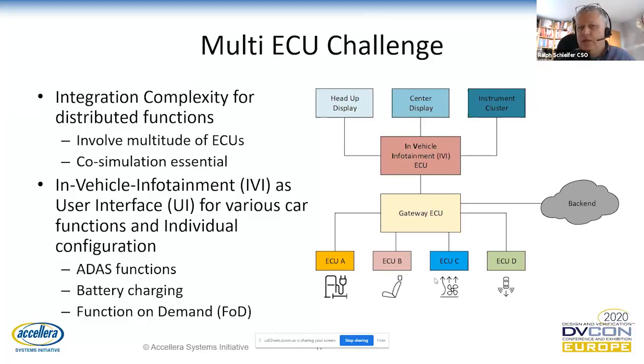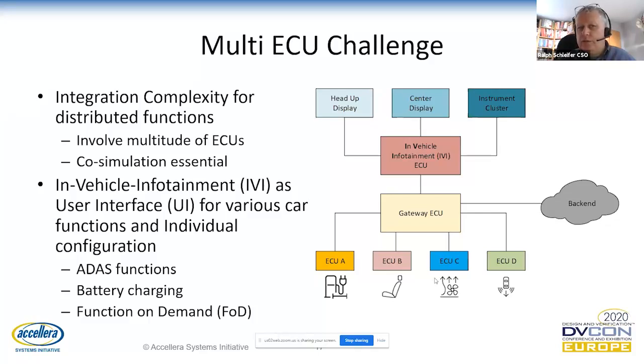You have the in-vehicle infotainment system, which drives a series of displays. It is connected to a gateway, or it might have another name for that one as well. And the gateway, again, is connected to various smaller other ECUs for dealing with the charging, for dealing with the seat position, with the climate control, with the automatic parking, just to name a few. And last but not least, also the back end.